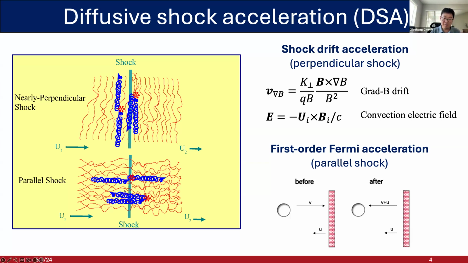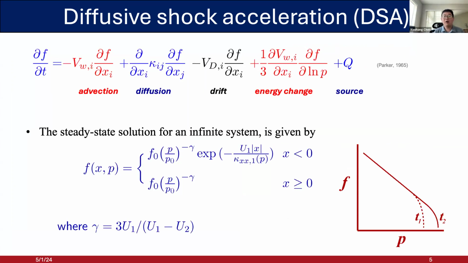So if the particle can move in a random walk in the upstream and downstream, it has a possibility to cross the shock. And each time the particle crosses the shock, it will be accelerated by the electric field. Both of these mechanisms can be summarized into diffusive shock acceleration, and this can be quantitatively described by the transport equation. It can be either the Parker transport equation or the Fokker-Planck transport equation.